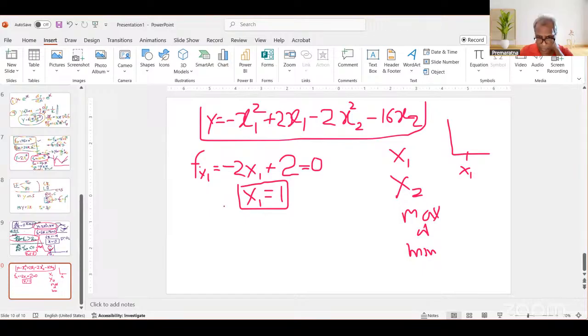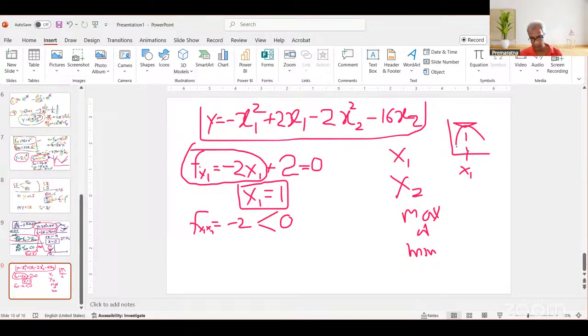Now, to find that out, we have to differentiate this twice. When you differentiate again with respect to x1 two times, you definitely get the answer as negative, which means less than 0. So definitely the curve goes with x1 like that to give the maximum point.